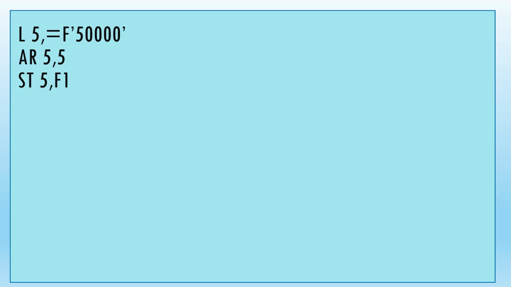Okay, so what we are doing here, again, is three instructions. L 5 50,000, which is a full word, which we are loading into register 5, and we are adding the same value to register 5. So initially we have 50,000, we are adding 50,000 to 50,000, and it is becoming 100,000. So now register 5 will contain 100,000, and we are storing this 100,000 into the F1 register.